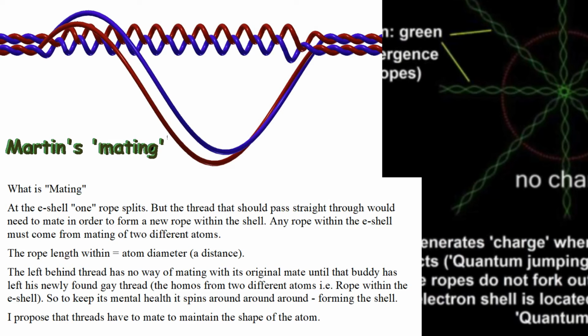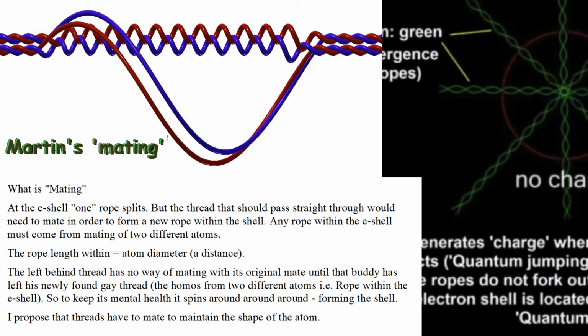Let me continue with his description here. Any rope within the shell must come from mating of two different atoms. The rope length within is equal to the atom diameter, a distance. Wait, rope length? Yeah, the rope length, but not thread length. Right, but essentially he's saying the rope length is like the thread length. It's just the diameter of the atom.